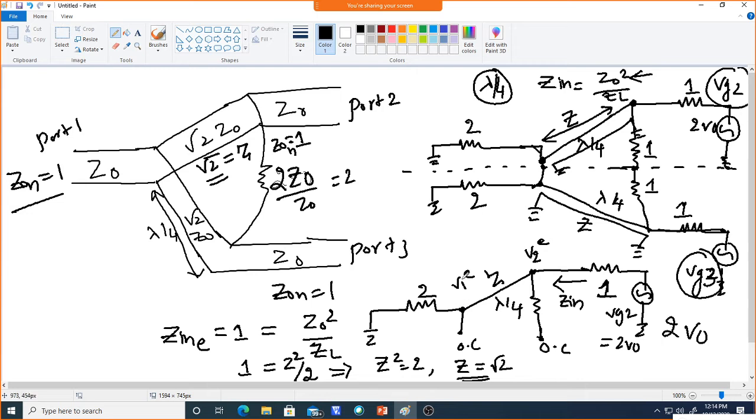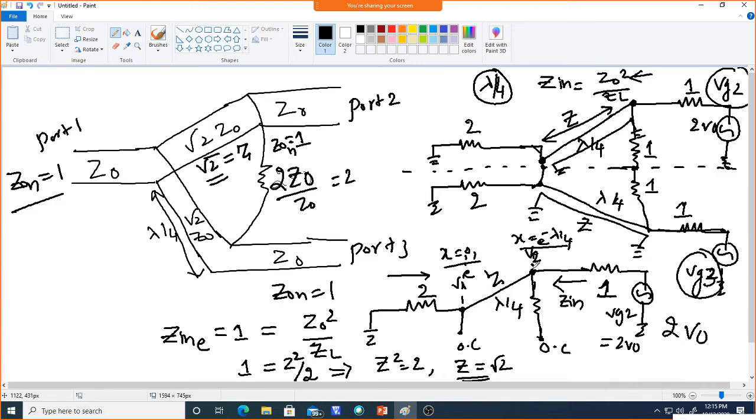Now if I consider this as the transmission line, as I said, this is a lambda by 4 transmission line. If I take this as x equal to 0 and x equal to minus lambda by 4, since the source is like this, if you travel in the negative direction, this will become minus lambda by 4. If I travel from the load side, it will be lambda by 4. So you take it as x equal to 0 and x equal to lambda by 4.